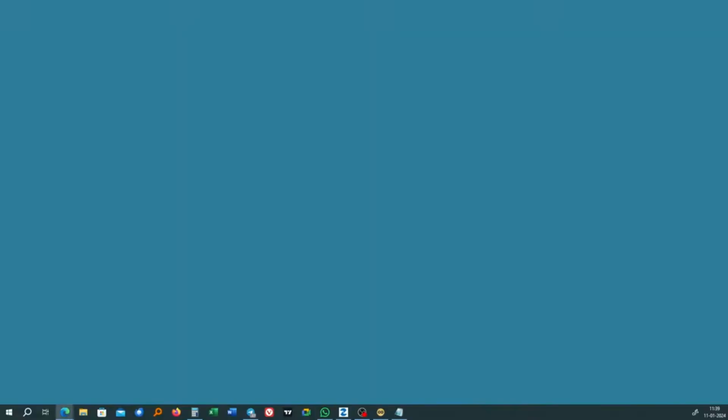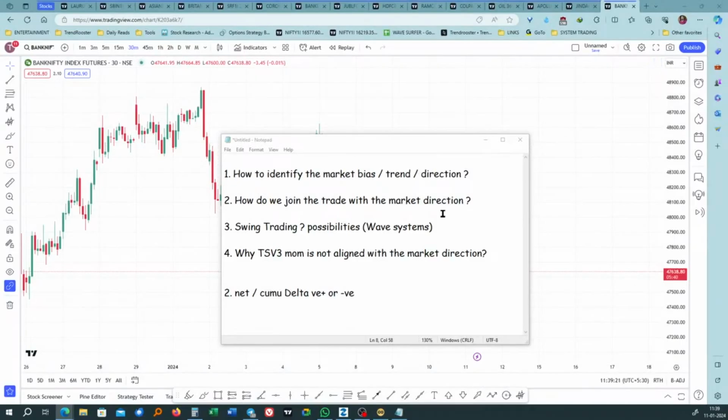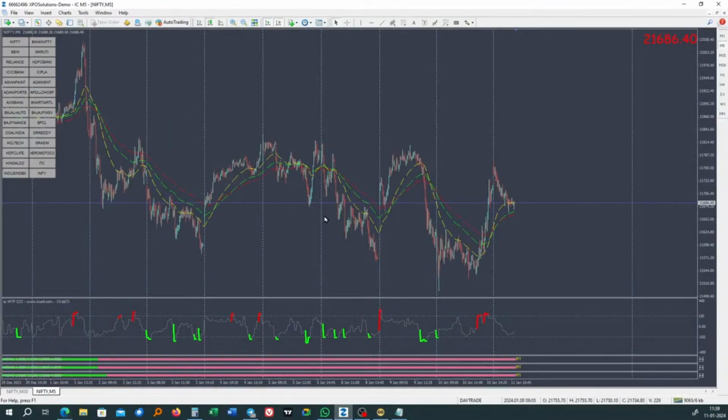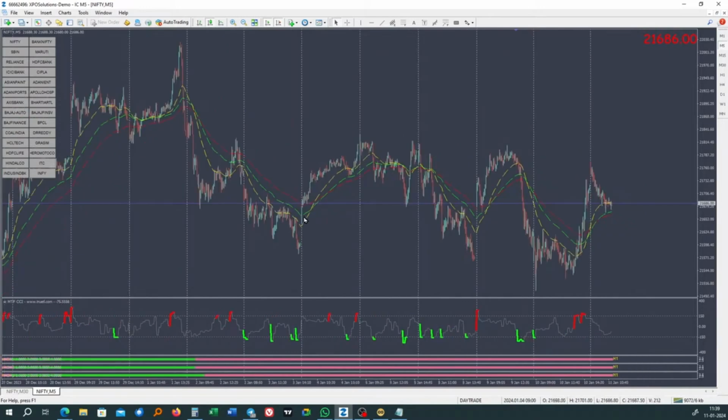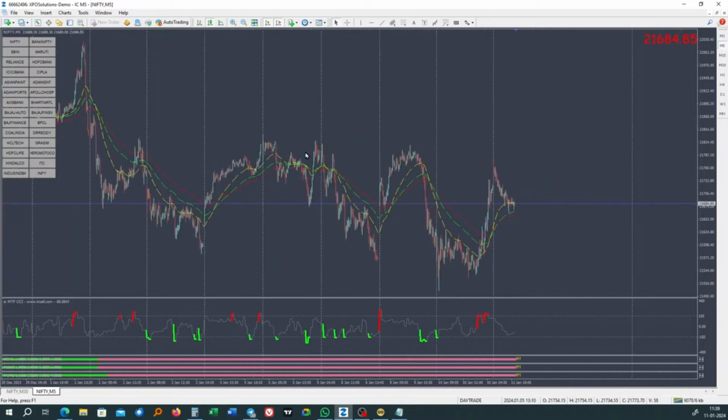Are you guys there? Are you still left? Okay. Why is TSV3 mom not aligned? So let me open TSV3 mom. Okay, this is a typical TSV3. Ever since about the 2nd of January, it is perfectly not aligned with the momentum to go up.